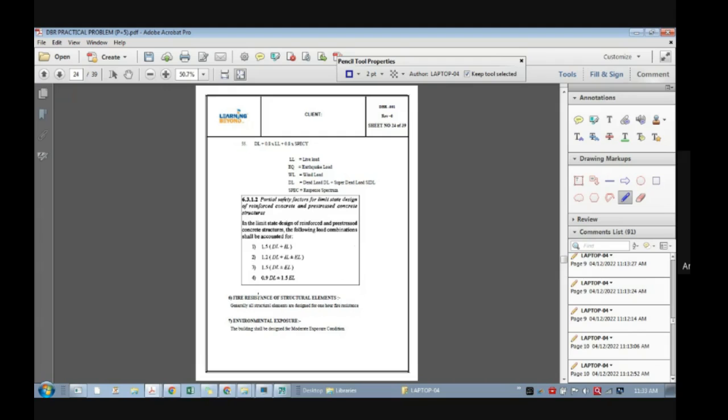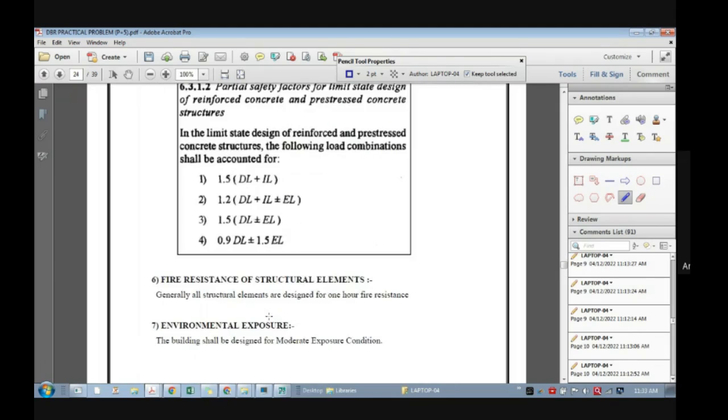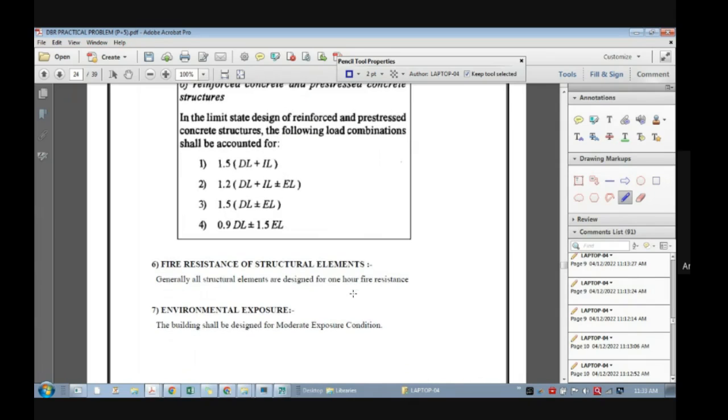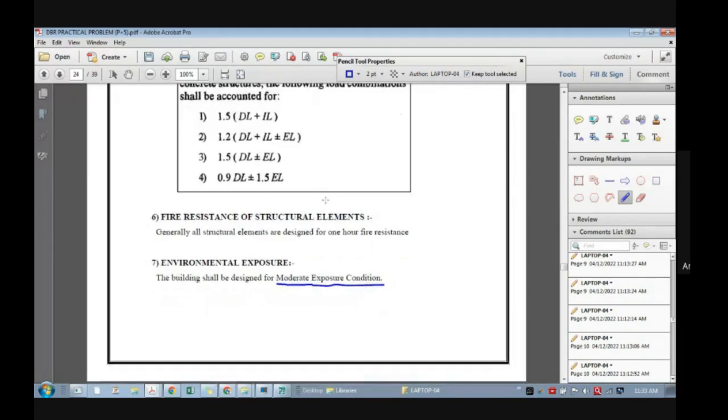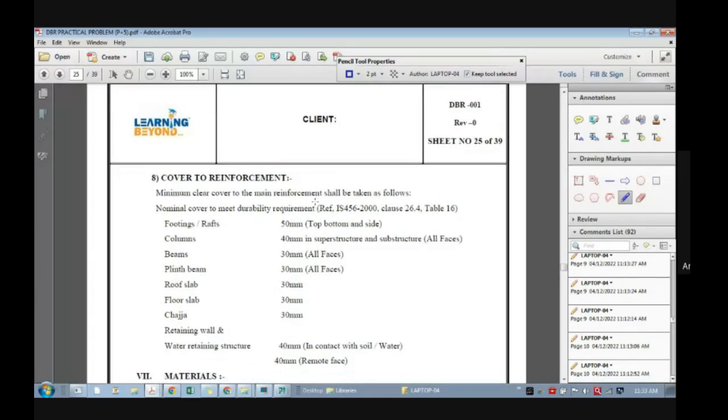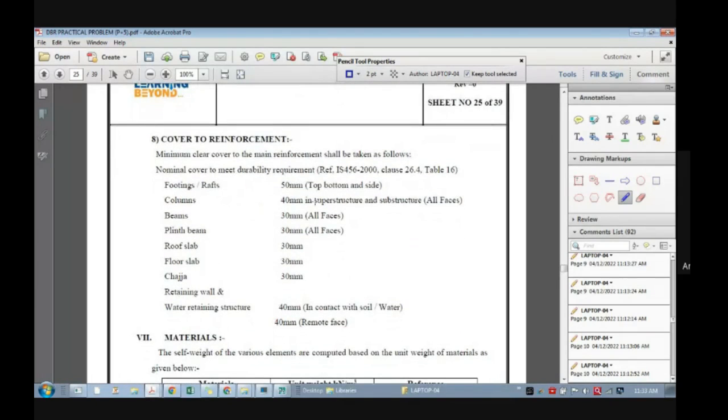Then fire resistance. Generally, we should have at least 1 hour fire resistance in any building, as per IS 456. Now, environmental exposure. Please keep this in mind. This is about whether your building is near a coastal region or a dry region. Let's say it is a moderate condition, meaning dry. Why do we want environmental exposure? Because depending on that, there is a cover to the reinforcement. So that information also needs to be put in the DBR.